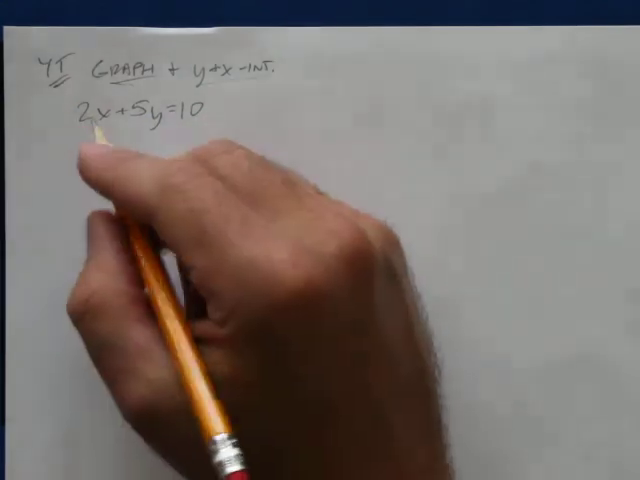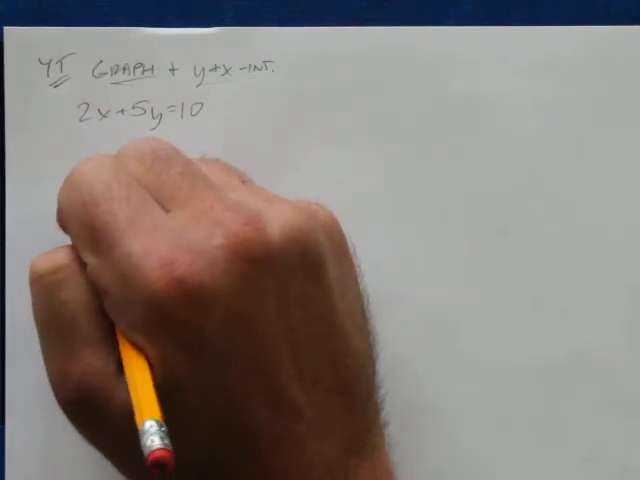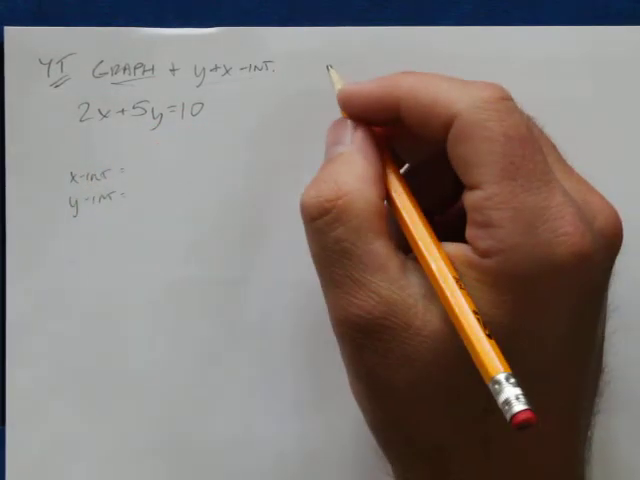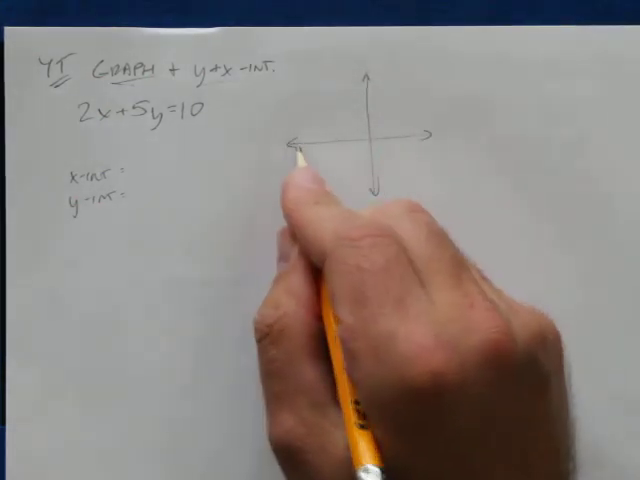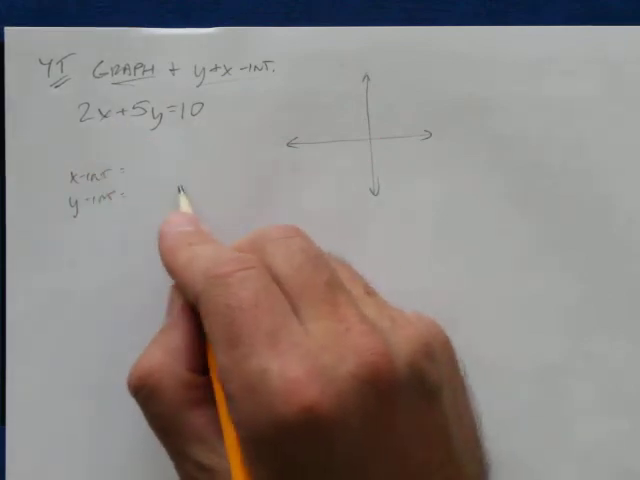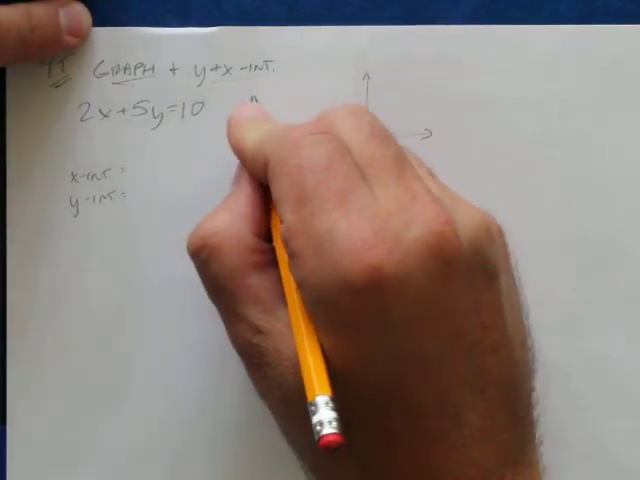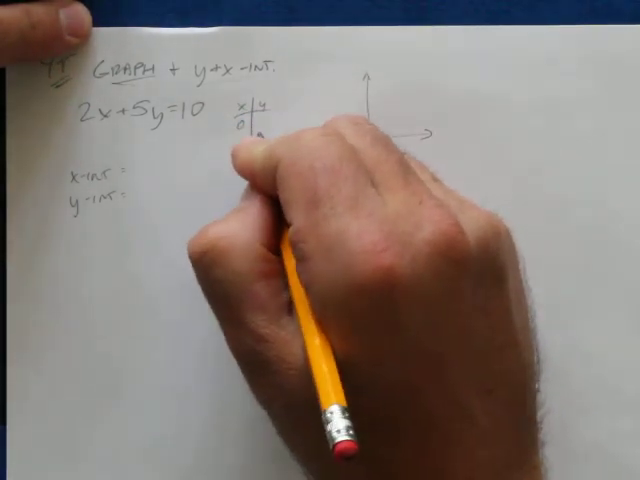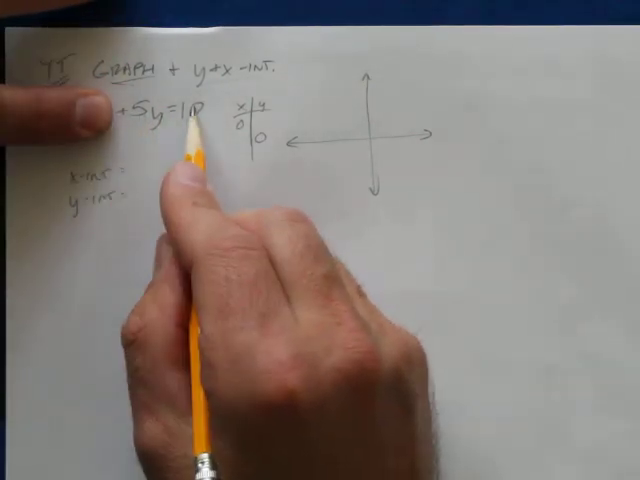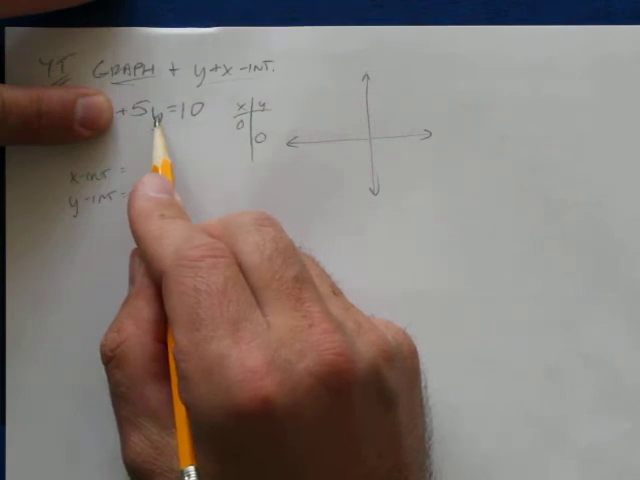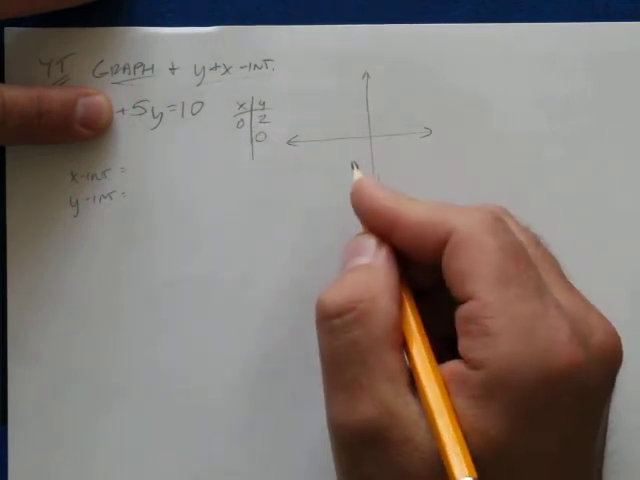All right, let's see how you did. So I want to find my x-intercept and my y-intercept, and I'm going to graph this. Let's do a t-table just to make this clear. When x is 0, that goes away. I'm going to divide both sides by 5 to get my y value. 10 divided by 5 is 2. So when x is 0, y is 2.